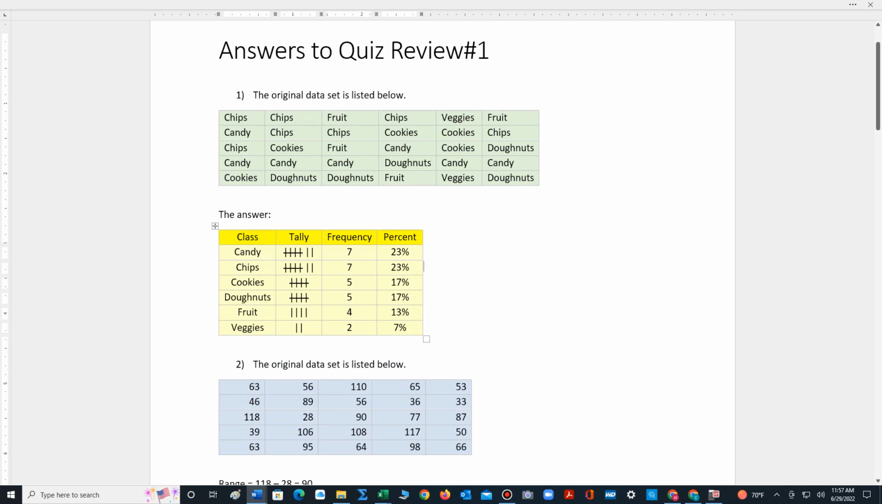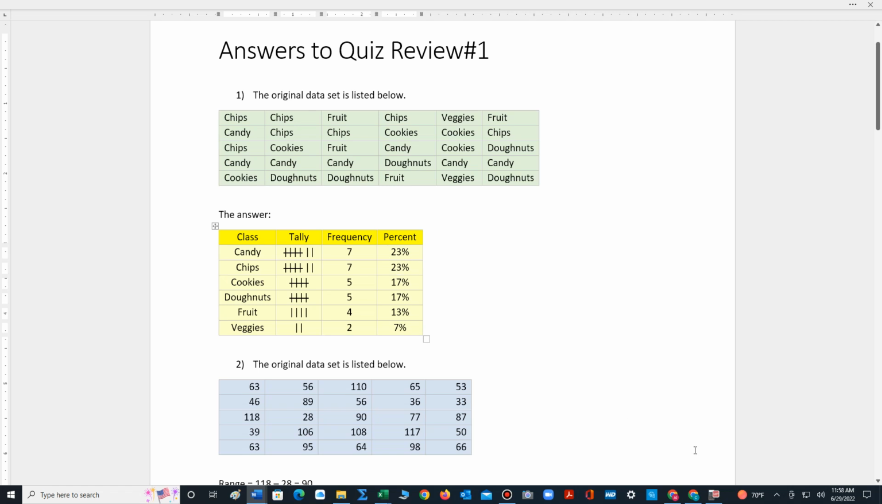Class will consist of each category, so we list all the categories: candy, chips, cookie, donuts, fruits, and veggies. For the tally, we basically count off each data item as they occur in the data set. So if we look at candy, we can see that there's 1, 2, 3, 4, 5, 6, 7 occurrences. And repeat that for all the other categories. Frequency, we just write out the actual numbers of the tally, so we count up the tally marks. For candy, it's 7, chips 7, cookies 5, donuts 5, fruit 4, veggies 2.